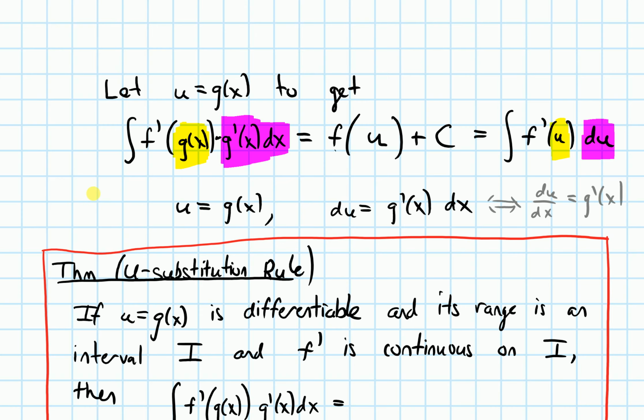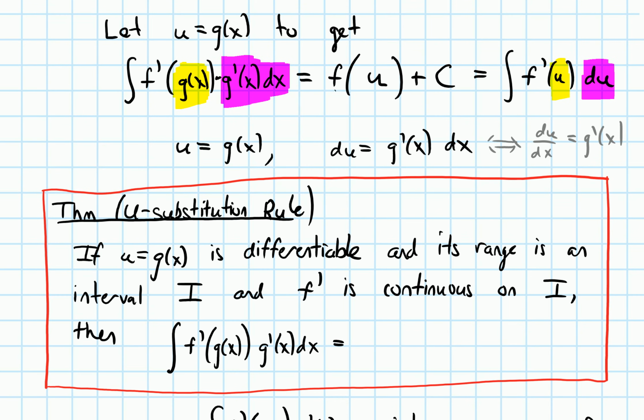Okay, so more formally, we get the following theorem, which we've essentially just shown. If we have u be equal to g of x, and this is a differentiable function, and the range of this function is an interval I, and f prime is continuous on that interval I, then the integral of f prime of g of x times g prime of x dx is going to be the same thing as the integral of f prime of u du. That's what we just showed above this. Those two integrals are the same.